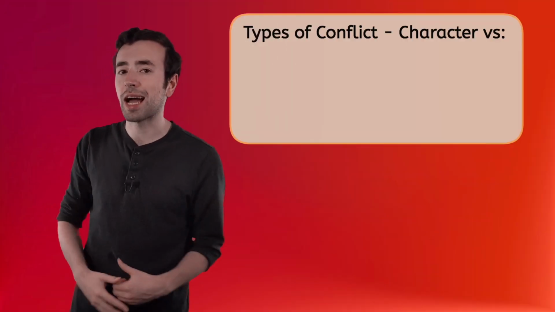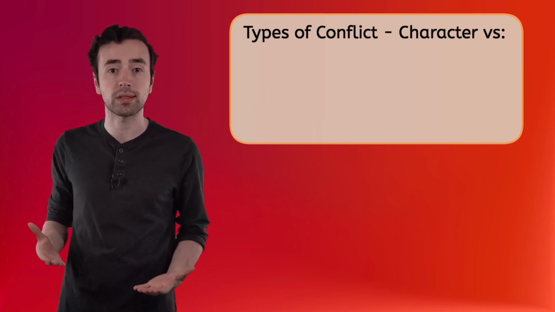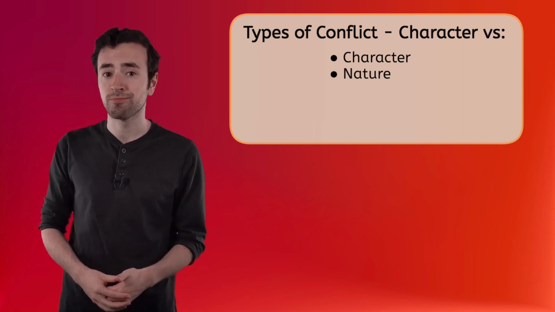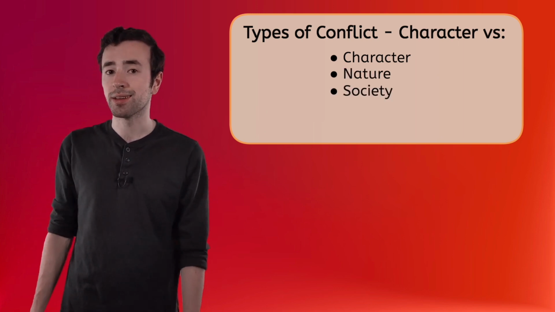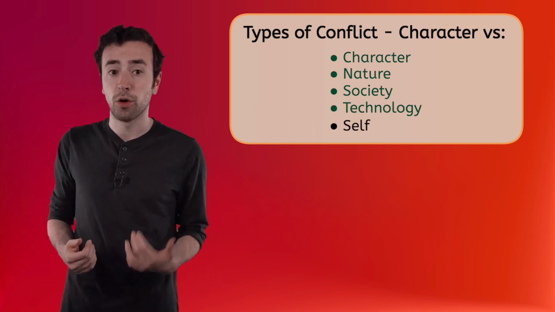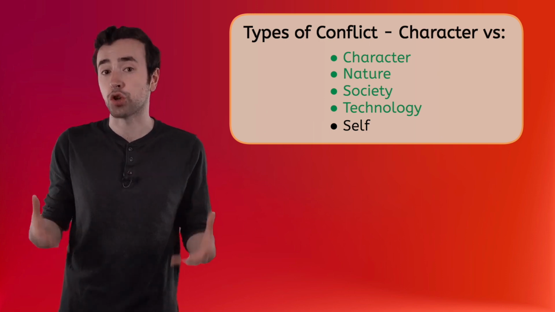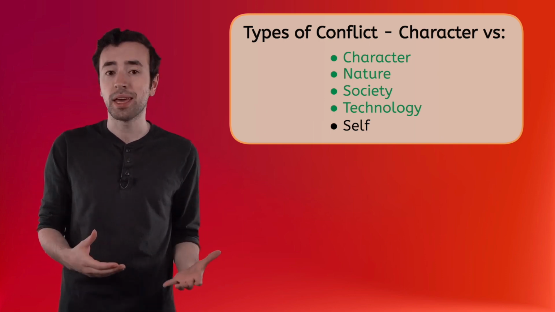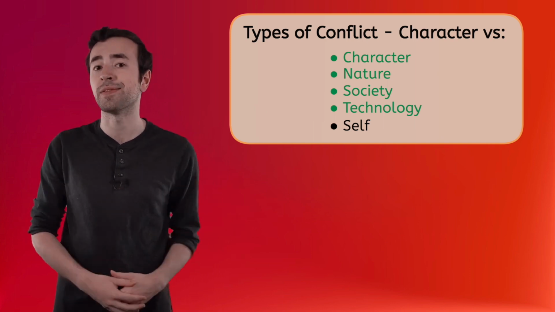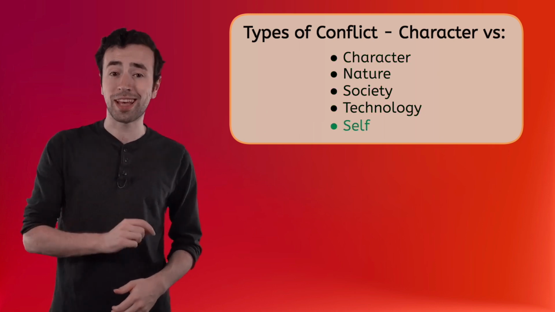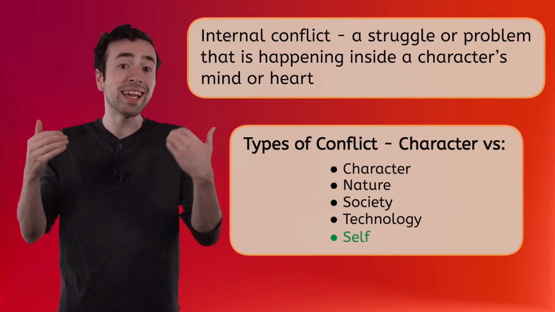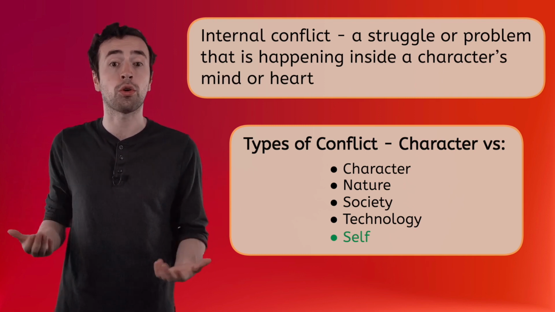There are 5 types of conflict that you'll find in stories. Character versus character, character versus nature, character versus society, character versus technology, and character versus self. 4 of the 5 types of conflict are external. When a conflict is external, it means it happens between the character and something or someone else in their world. Character versus self is an internal conflict. This is a struggle or problem that's happening inside a character's mind or heart.